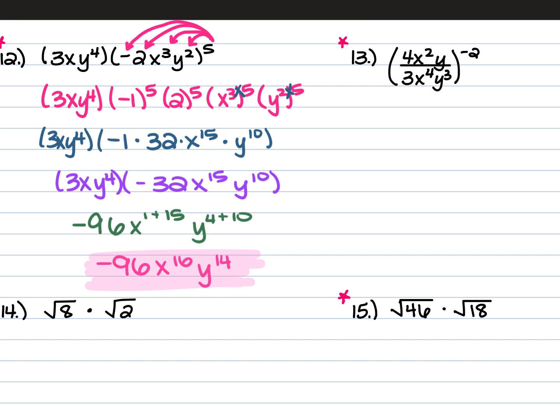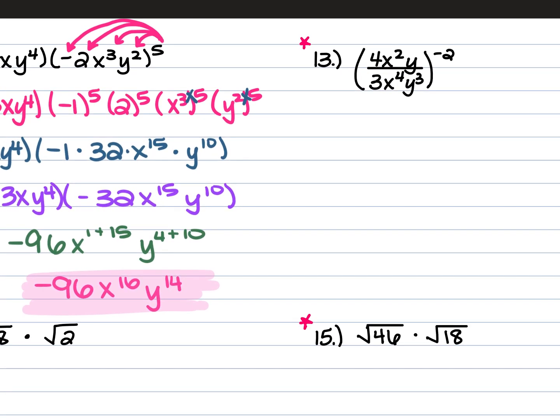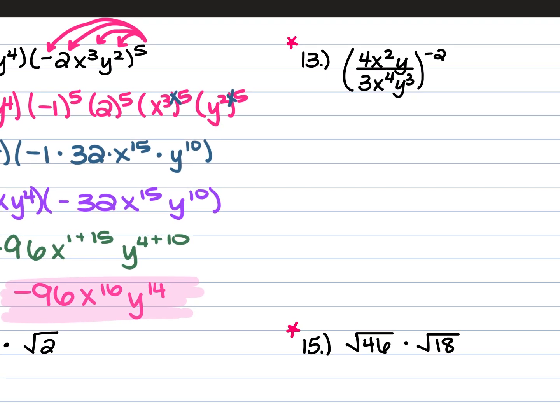For 13, it's not that hard. It looks hard, but it's not that hard. It does have a star on it, though, so make sure you're paying attention to it. For 13, you have 4x squared y over 3x to the 4th power y cubed, all raised to the negative 2nd power. I don't like that negative 2nd power, so I'm going to simplify that first.